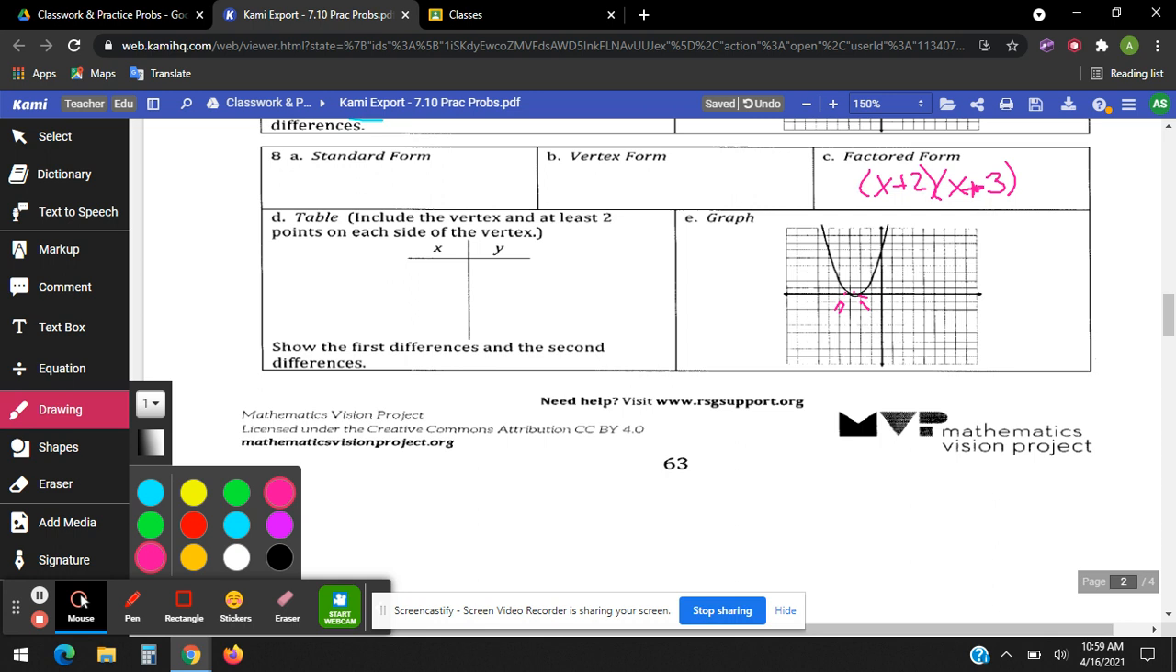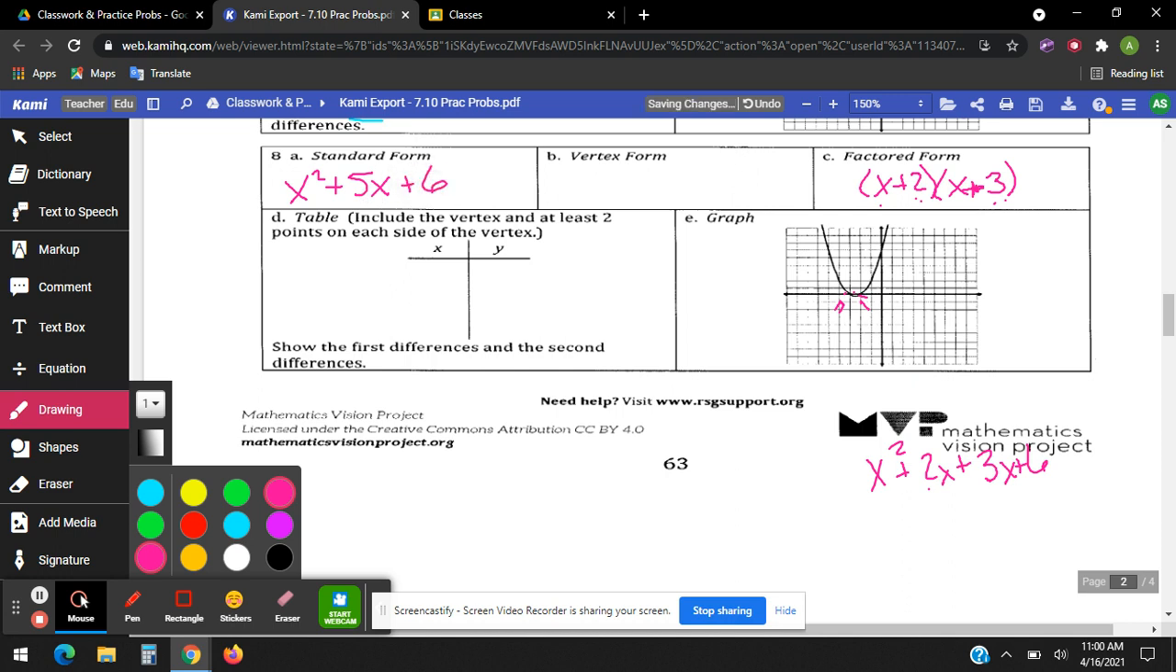So from here, I'm going to go to standard. And so I'm going to actually write that down here. So I've got my x squared. 2 times x is 2x. 3 times x is 3x. 2 times 3 is 6. So my standard form then is x squared, 2 plus 3 is 5x plus 6.